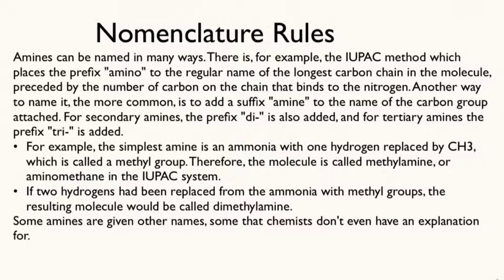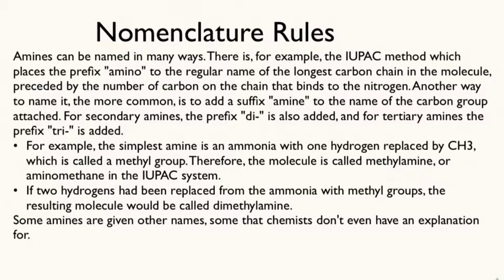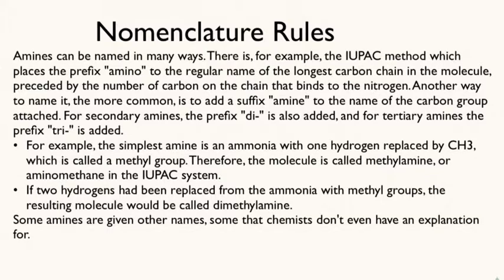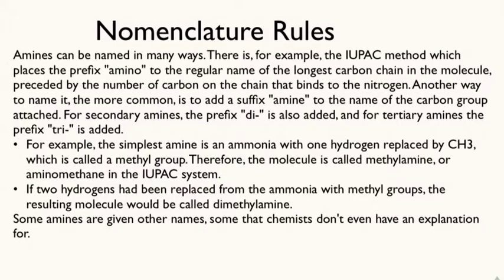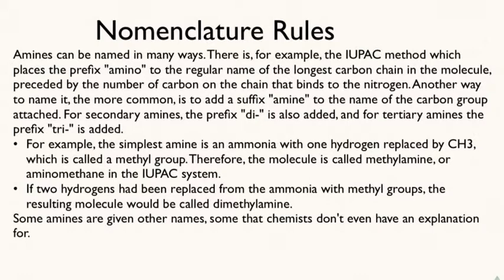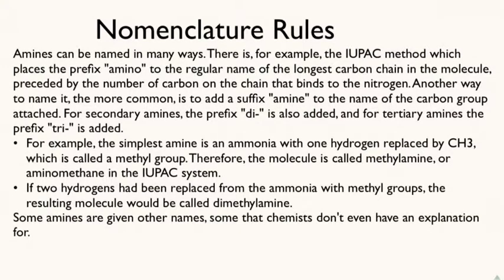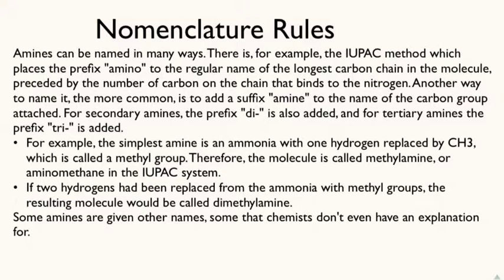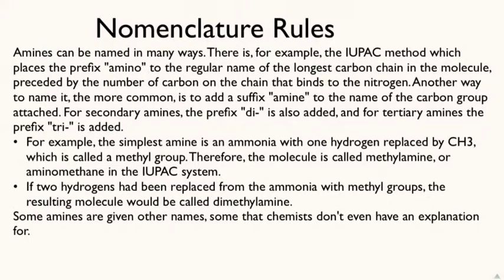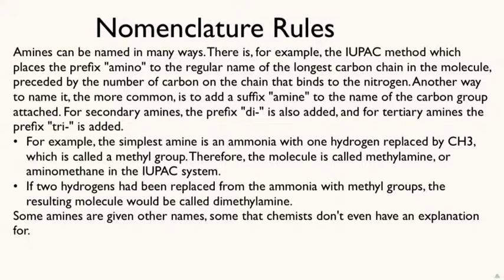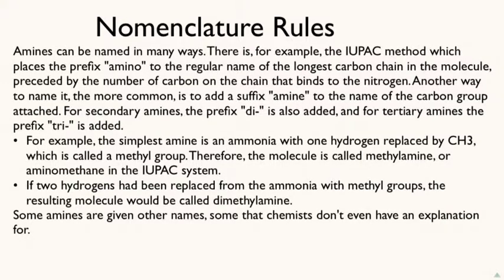There are many ways to name amines. For example, there is the IUPAC method, which places the prefix amino to the regular name of the longest carbon chain in the molecule, preceded by the number of carbon on the chain that binds to the nitrogen. Another way to name it, the more common way, is to add a suffix amine to the name of the carbon group attached. For secondary amines, the prefix di is also added, and for tertiary amines, the prefix tri would also be added. For example, the simplest amine is an ammonia with one hydrogen replaced by CH3, which is called a methyl group. Therefore, the molecule is called methylamine or aminomethane in the IUPAC system. If two hydrogens have been replaced from the ammonia with methyl groups, the resulting molecule will be called dimethylamine.